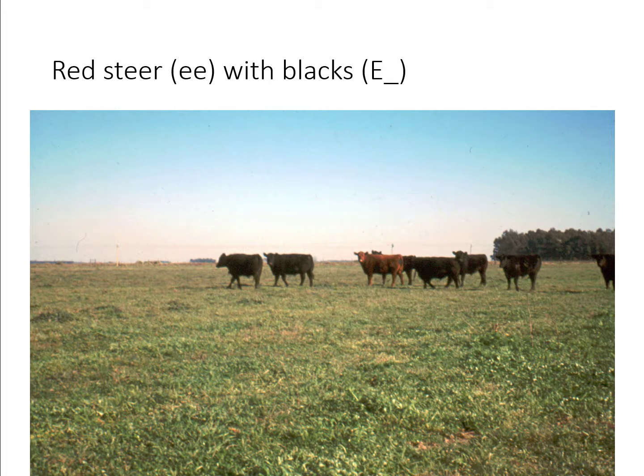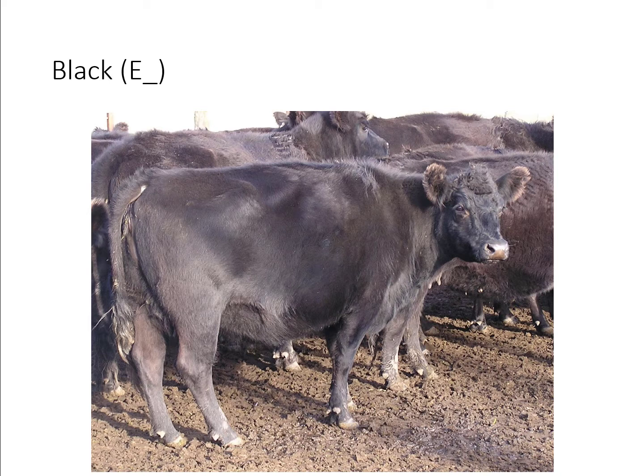And in this picture, we see a red steer, so we know he has to be little e to have those red hairs as his base color. And then he's in a field with some black steers, so we know they have to have at least 1 big E. And here we see a black heifer, so we know that she has to have at least 1 big E at her extension locus to give her the black hairs.